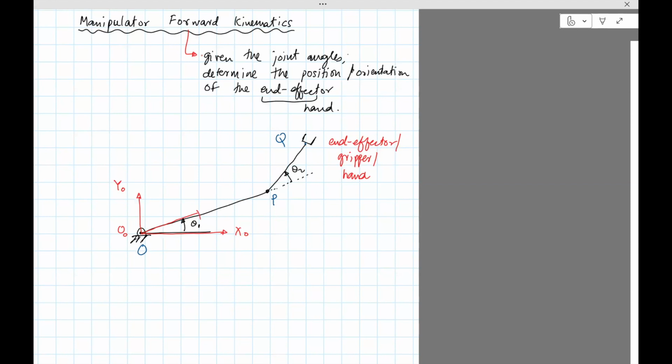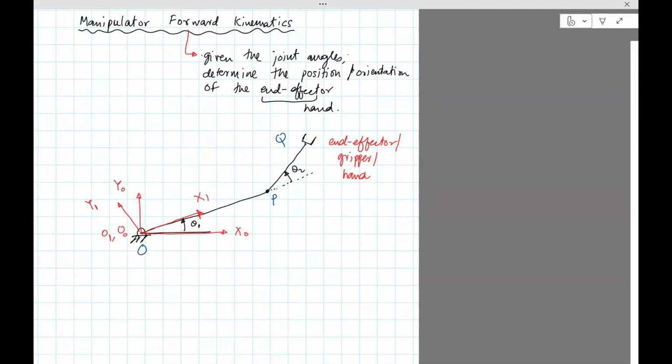So here is X1, Y1, and this point, the origin here is O1. So that's the origin of frame 1. So now you see that when theta 1 increases, X1 actually rotates with it. And of course, Y1 will also rotate, but X0, Y0 will not rotate. So X1, Y1 is a rotating frame. And that's what I meant last time when I talked about rotating frames.